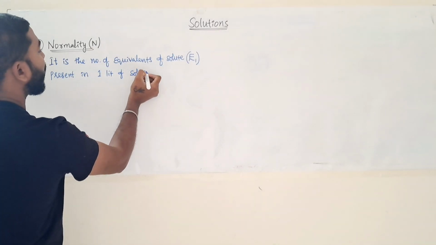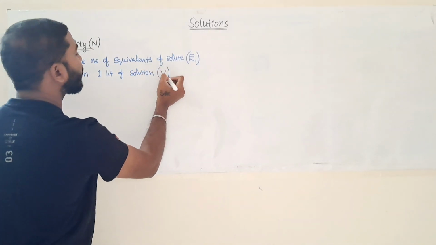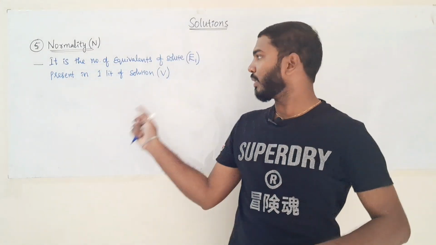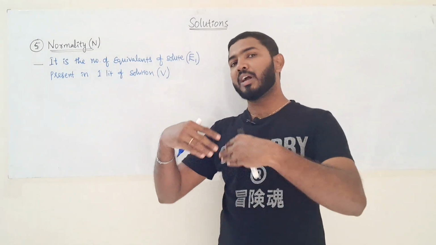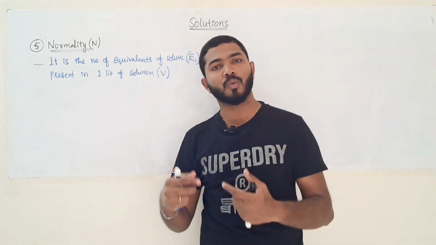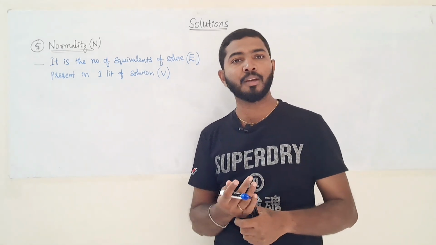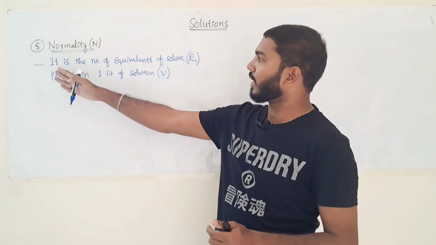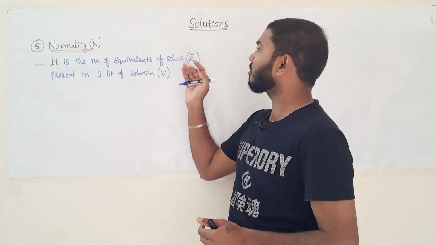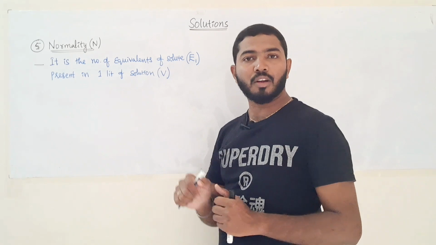Generally we represent the volume of solution with V, and please make sure we are taking this volume in liters. If you are going to take it in milliliters, then we are going to take the help of 1000, which we will see soon. Okay, I hope it is clear. Normality can be defined as the number of equivalents of solute present in 1 liter of solution.